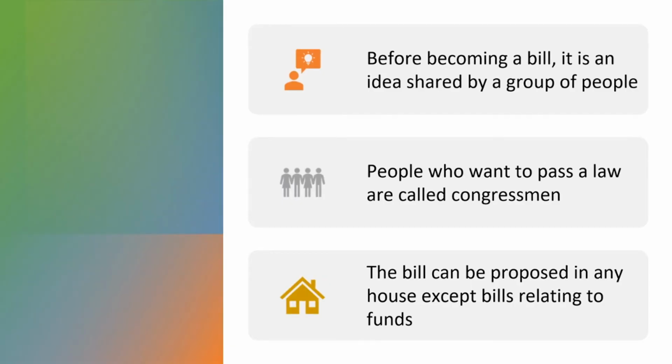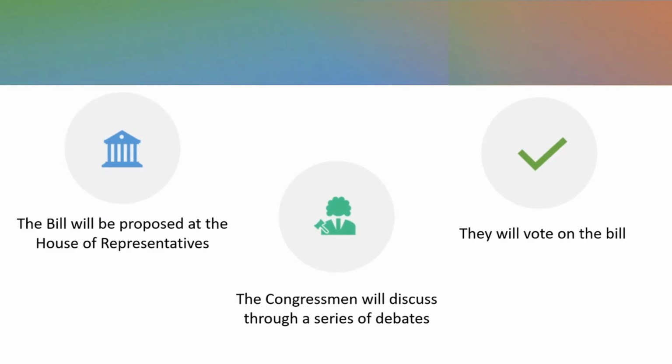Before becoming a bill, it is an idea shared by a group of people. People who want to pass a law are called congressmen. The bill can be proposed in any house except bills relating to funds, which have to start from the House of Representatives. For simplicity, we will propose a bill at the House of Representatives. Upon the proposal of the bill, the congressmen will discuss the bill through a series of debates. After that, they will vote whether to pass the bill.